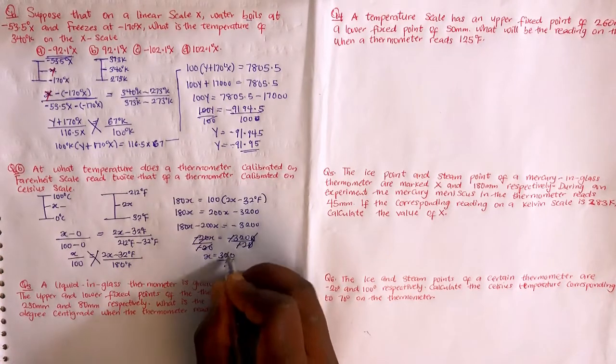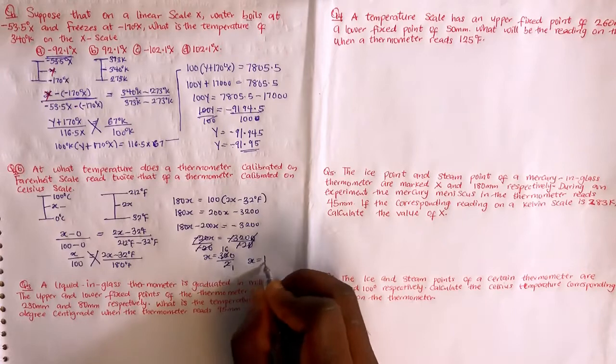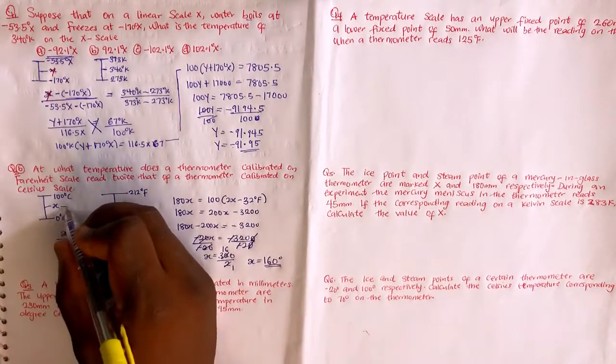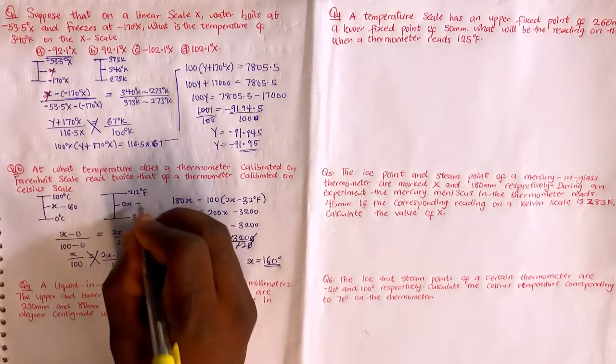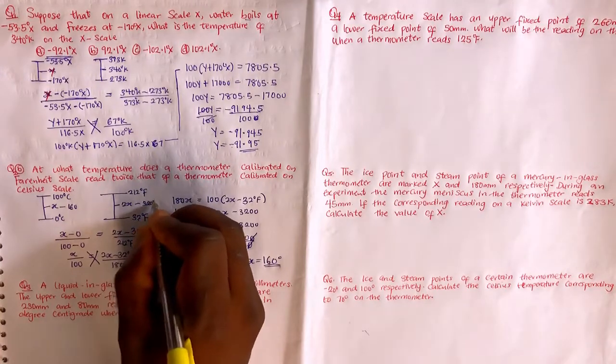So this here, this and this should give me what? That's 160. So our x in this case is what? Is 160 degree. So the answer to this is what? Is 160. Now if my Celsius is 160, then this will be 320 degree Fahrenheit.